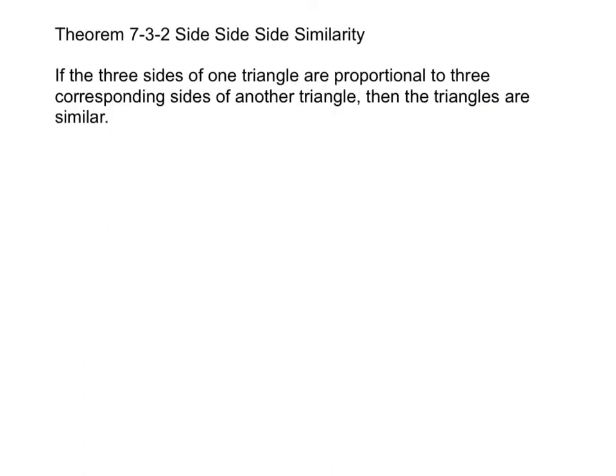Our next shortcut is theorem 7-3-2, side-side-side similarity. Now we've seen side-side-side before, but that was when all the sides are congruent. We'll notice that this theorem is slightly different. If the three sides of one triangle are proportional, not congruent, but proportional to three corresponding sides of another triangle, then we know the triangles are similar.